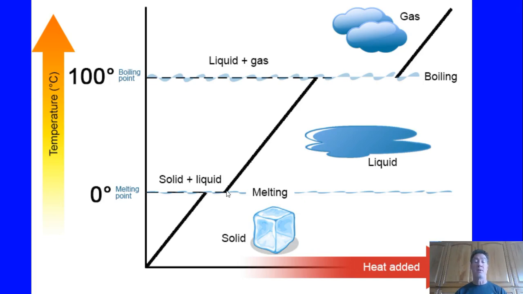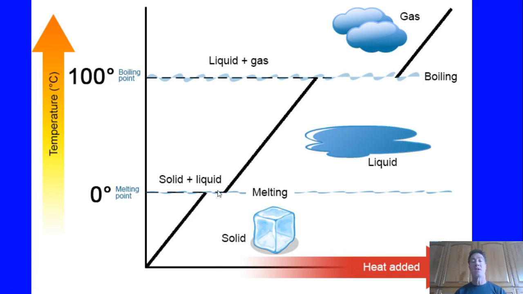Once it's liquid water, if we continue to add energy, the temperature goes up until it hits the boiling point. And at the boiling point, we continue to add energy, but it doesn't get hotter. It simply changes the phase. It goes from a liquid to a gas until all of it has turned into a gas. Once it's all been made into a gas, then again, if we keep adding heat, the temperature goes up. So this is a heating curve.